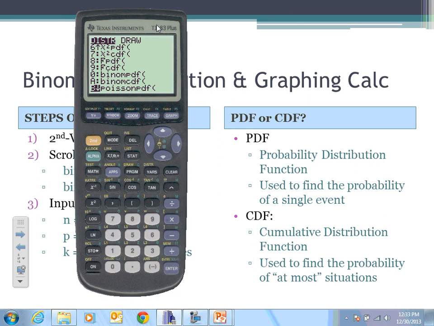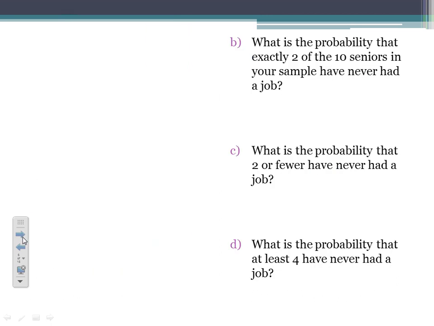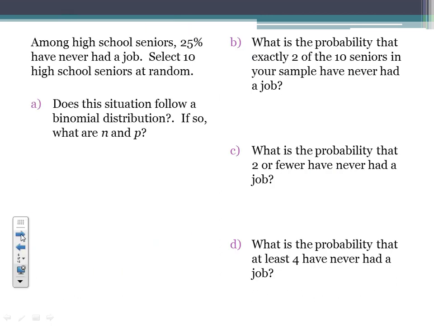All right, let's take a look at a couple of example problems and see how this graphing calculator works. This is the main part of this video, understanding just how to set up the binomial PDF or CDF for different problems. So let's take a look at an example problem here. It says among high school seniors, 25% have never had a job. Select 10 high school seniors at random.